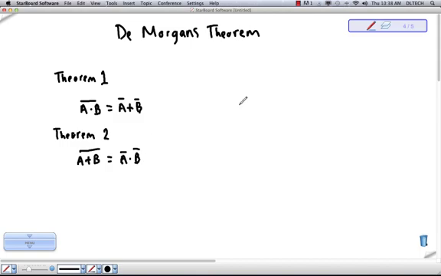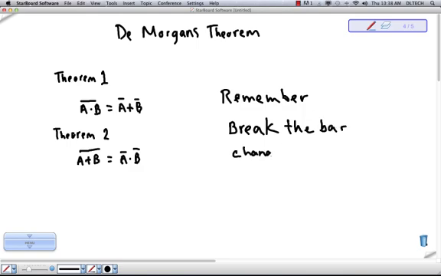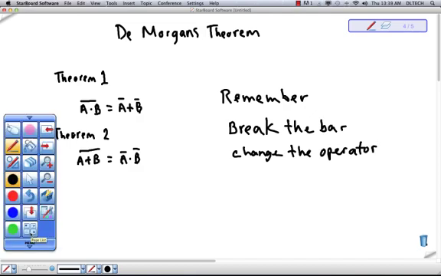For these rules, we have to remember to break the sign, break the bar, and change the operator. This concludes the laws for the following example.